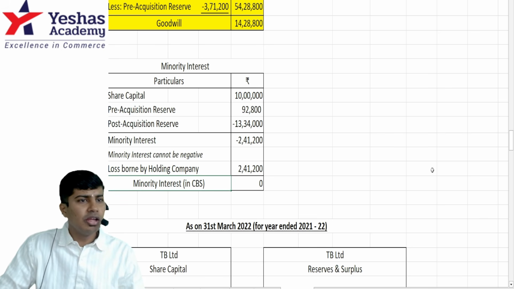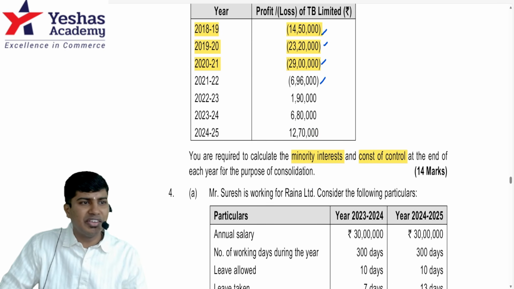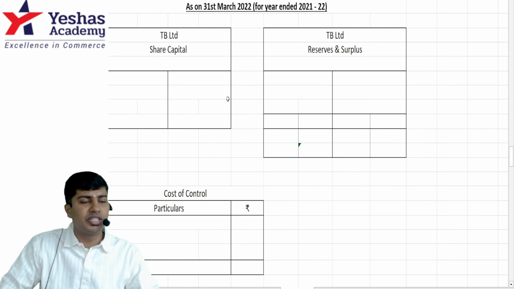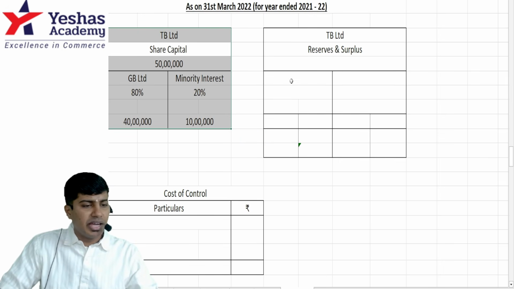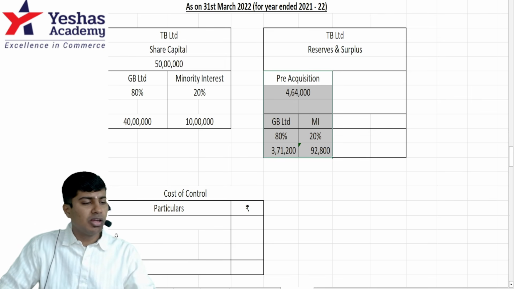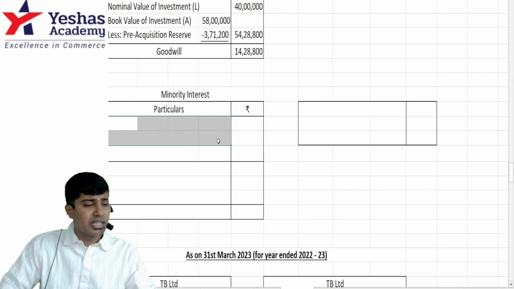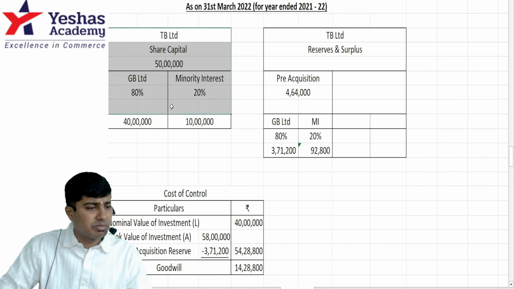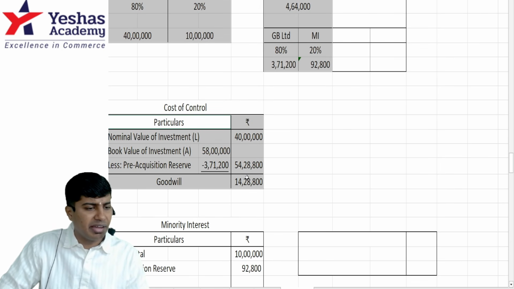Can we do 4 more years to get 4 more marks? Yes. Can we go to next year 21-22? Yes. 21-22. That is year ending 31st of March 2022. Share capital, same to same. Pre-acquisition reserve, same to same. Cost of control, same to same. And minority interest, share capital and pre-acquisition reserve, same. So can I say this much need not be written again? But for your understanding, I am giving all of this again to you.